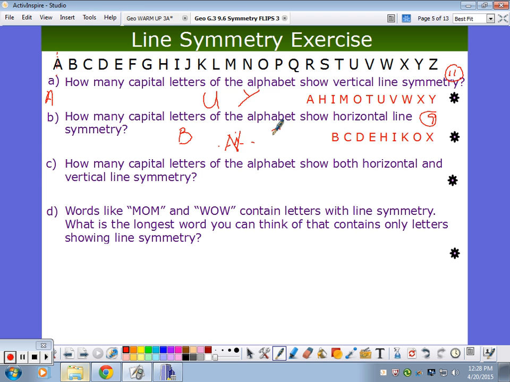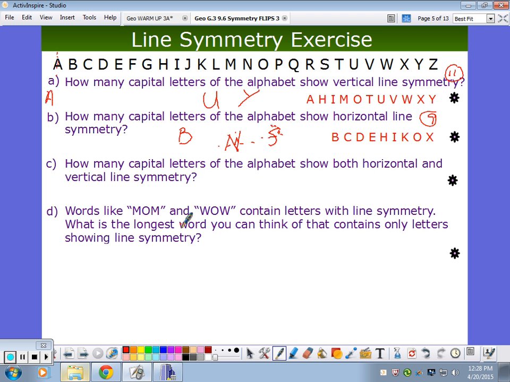Yeah? Did anybody say, how about S? No. It doesn't. You've got to really think about that. So when this gets folded up, this part's up here, right? So it's not going to have it. So be really careful when you're thinking about that.